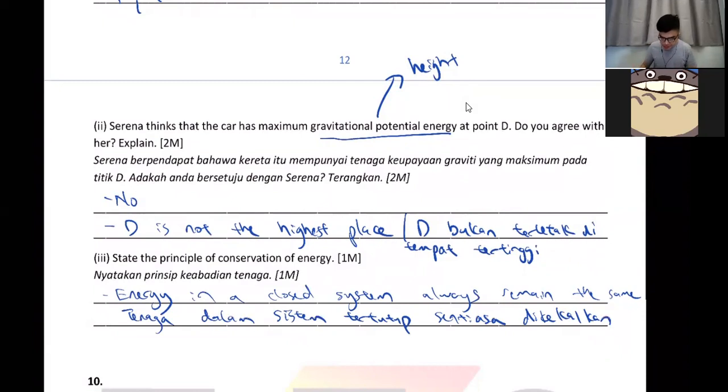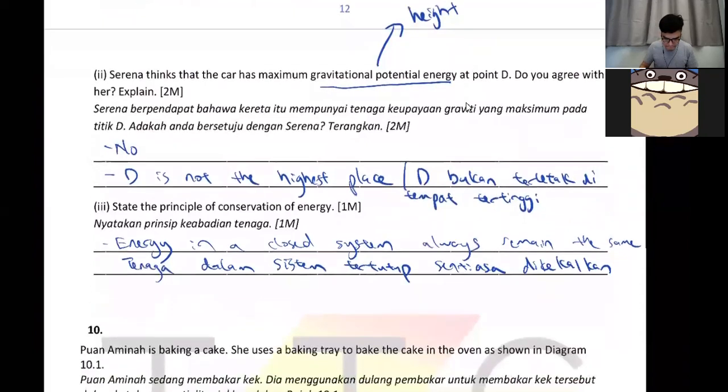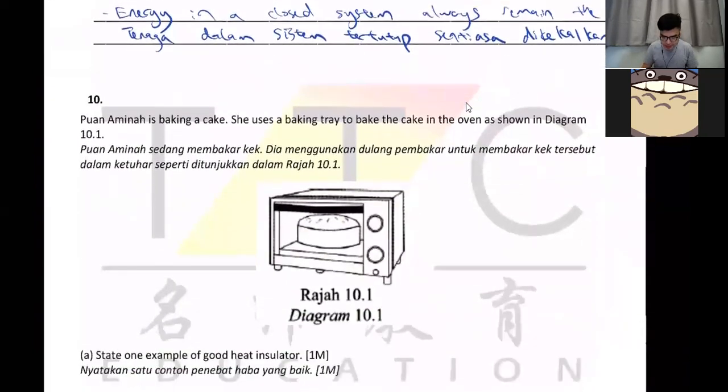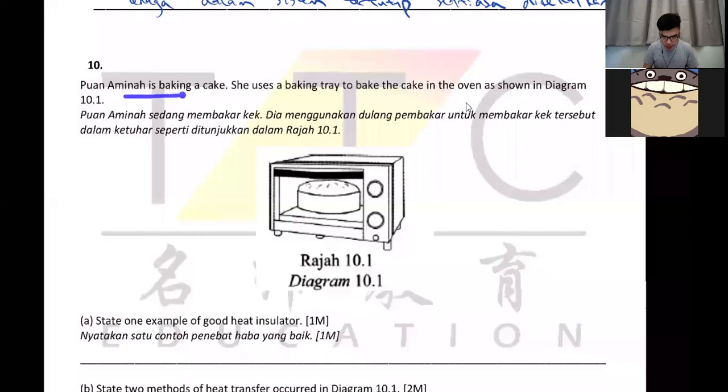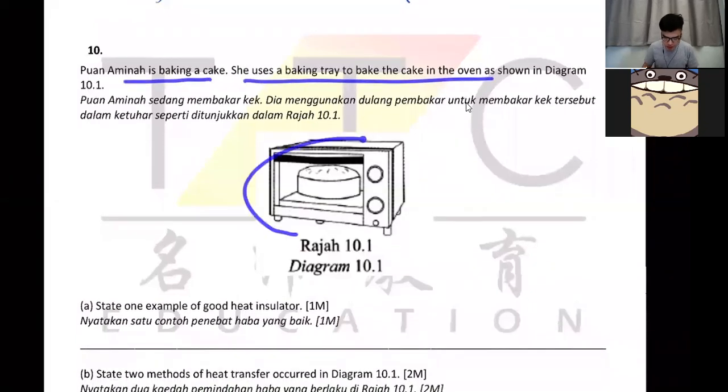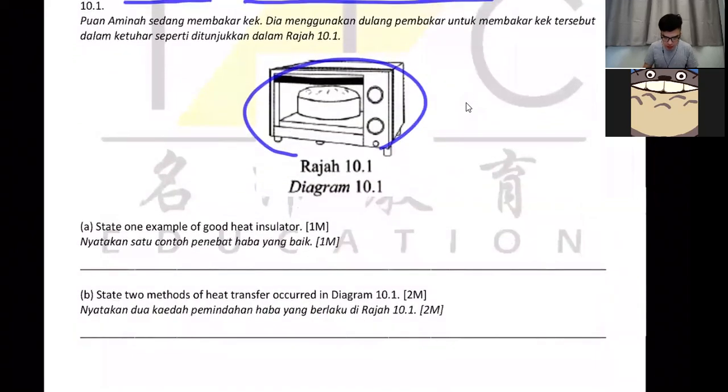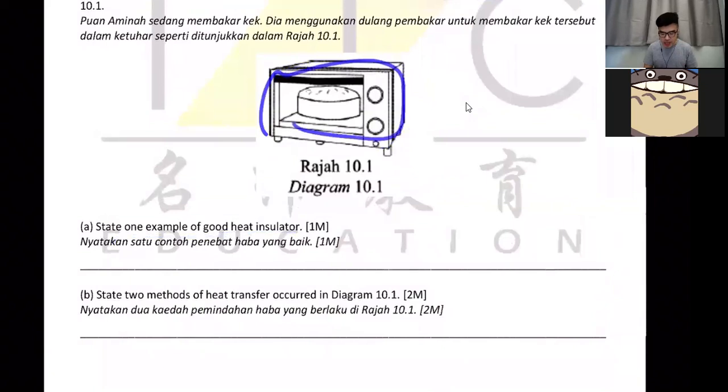Right, so let's move on. Okay, so number 10. Amina is baking a cake. She uses a baking tray to bake the cake in the oven. So this is an oven. So state one example of good heat insulator. How do you insulate heat in this oven? You can use wood, okay, or plastic.